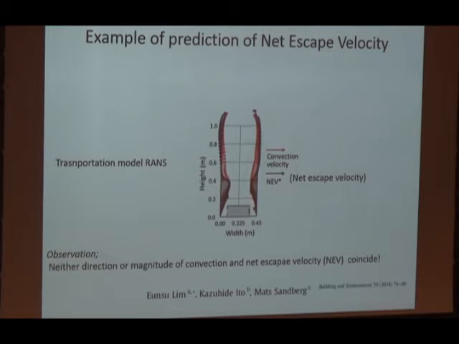And you can see here, we're comparing a standard velocity, called here the convection velocity. We have the net escape velocity. This one is a black arrow. And you see in the observation that neither the direction nor magnitude of the velocity and the net escape velocity are the same. They don't coincide. But this is the velocity by which a contaminant is removed from this region we have been studying. So this is what we have tried to predict and measure. I will come back to that later.